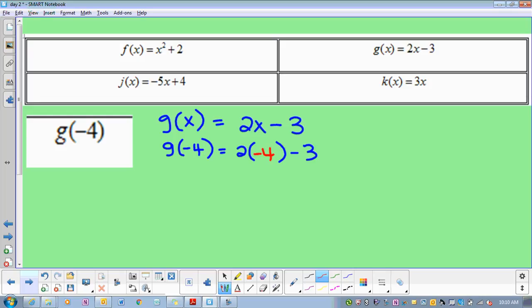Oops, I wrote F instead of G. So what is 2 times negative 4 minus 3? Maybe 11. Anyone else get negative 11? Yes? Perfect. Okay, so G of negative 4 equals negative 11. Alright? Please make sure that you put in the parentheses and everything, okay?